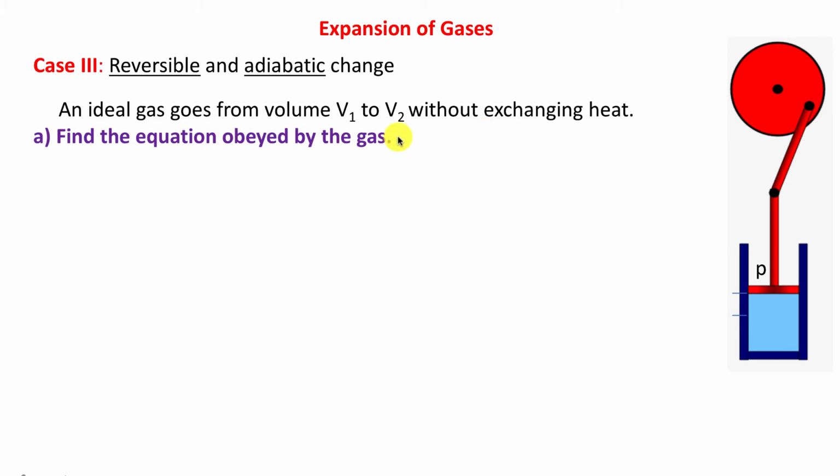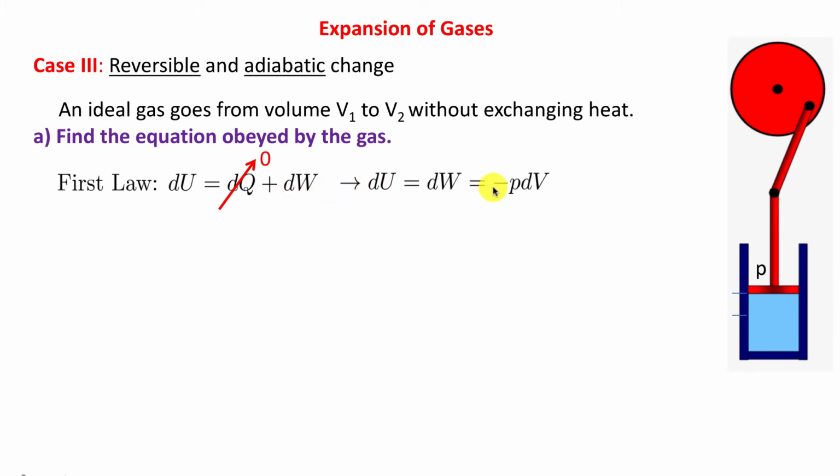First of all, we are asked to find the equation obeyed by the gas as it expands. Now remember, as it expands, its temperature is not going to remain constant. So let's begin with the first law of thermodynamics again, which says that dU is dQ plus dW. There's no heat exchange allowed, and so dU is equal to dW. dW is the work done on the system, which means that dU is equal to minus P dV.